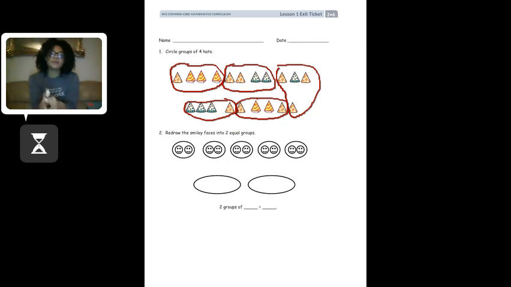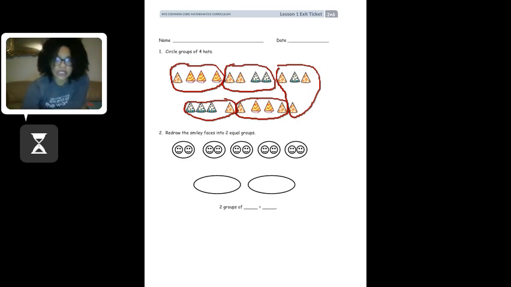So that's good job. So in my sentence, I would say I have 5 groups of 4 hats. So let's go to the next one. And later on in 3rd grade, you would know that 4 times 5 or 4 multiplied by 5 equals 20 because we remember at the beginning we counted 20 birthday hats in all.